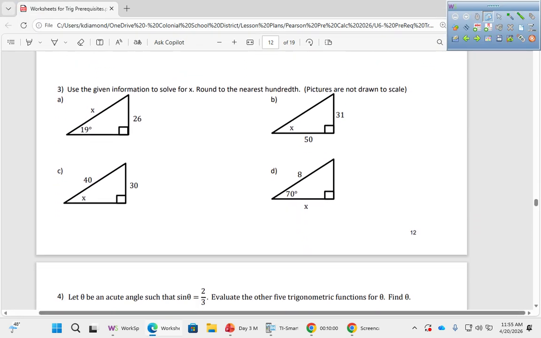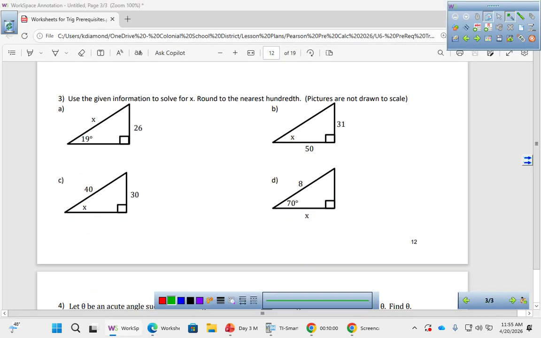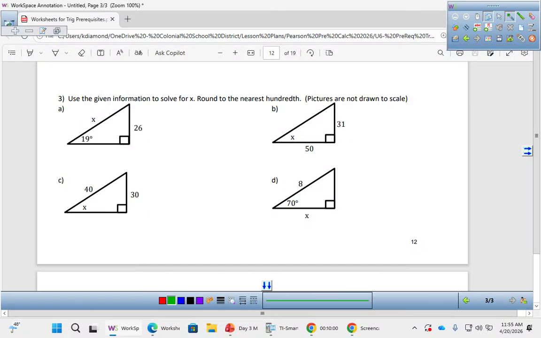Alright, next section says, use the information to solve. Well, they're all right triangles, but they're not special rights, meaning that I'm going to use SOHCAHTOA here. Sine is opposite over hypotenuse, cosine is adjacent over hypotenuse, tangent is opposite over adjacent. So I've got this side length, I've got the hypotenuse and the side length opposite of it. And so if I have opposite and hypotenuse, I'm going to use the sine of the angle is equal to the opposite leg over the hypotenuse leg.